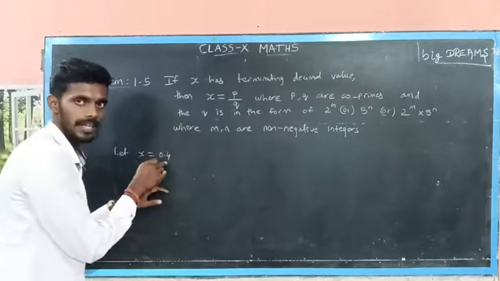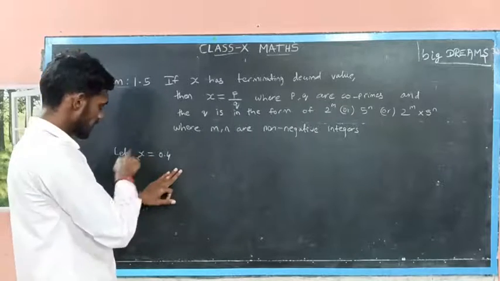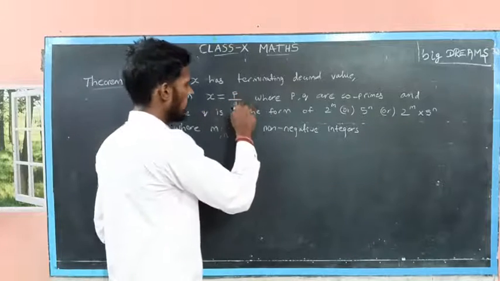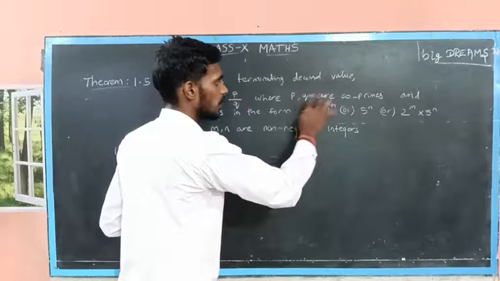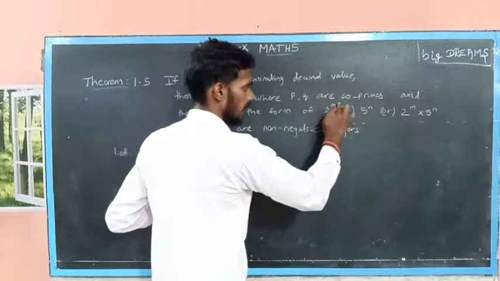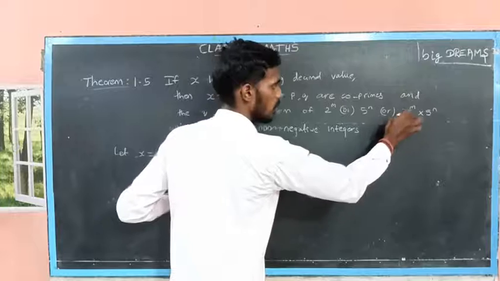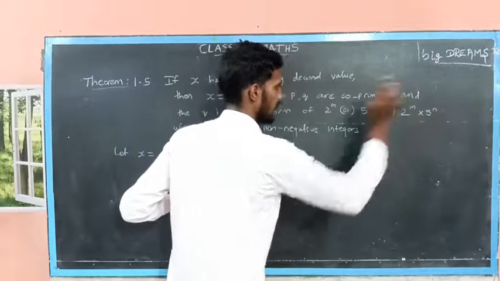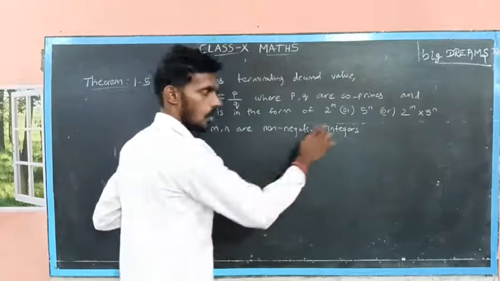So it has a terminating decimal value. Then this x can be represented in the form p by q, where p and q are co-primes and q is in the form either 2 power m or 5 power n or 2 power m into 5 power n, where m and n are non-negative integers.